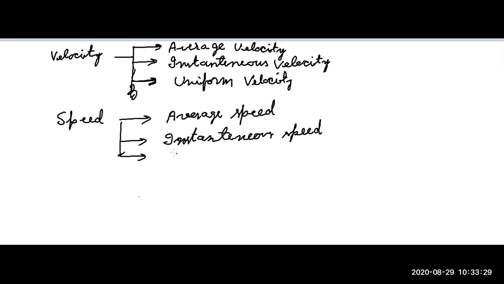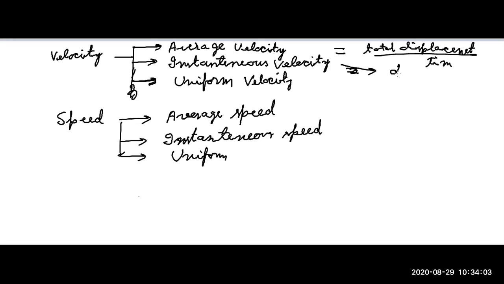Then this, uniform speed. So what does it mean? Average velocity. Average velocity means the total displacement by total time. And instantaneous velocity is the differentiation thing which we had written, the ds by dt.